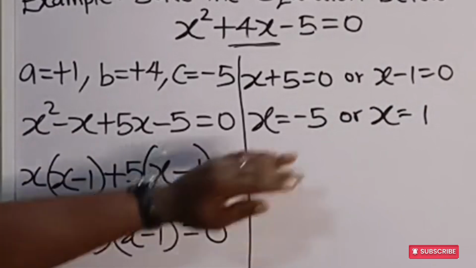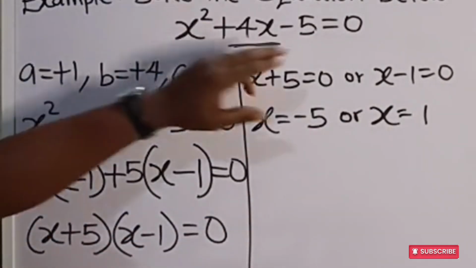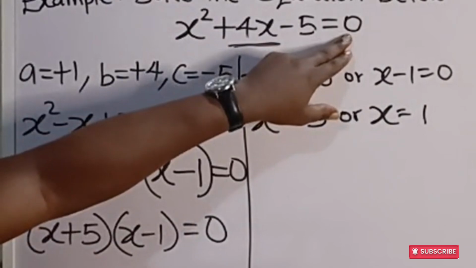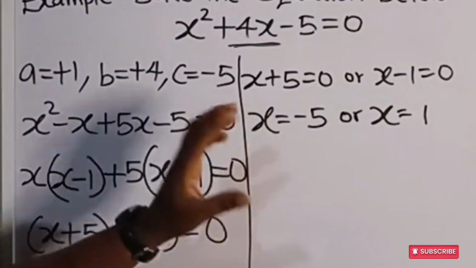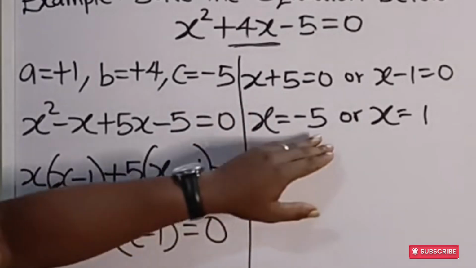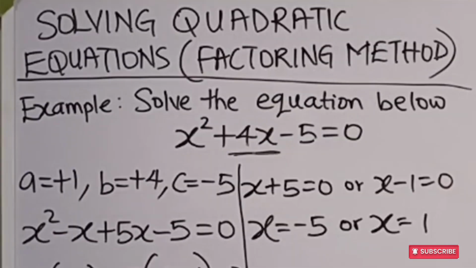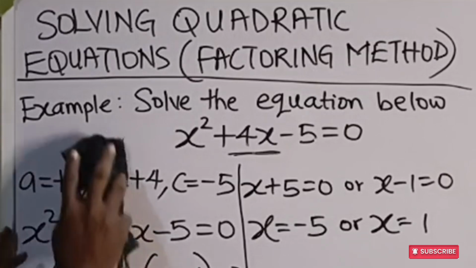So these are the two values of x. This means these are the two values that make the left side of this equation equal to the right side of this equation. So we call this the solution to the quadratic equation, or the roots of the quadratic equation. These are the values of x when y is equal to 0. Okay, let's look at the next example.